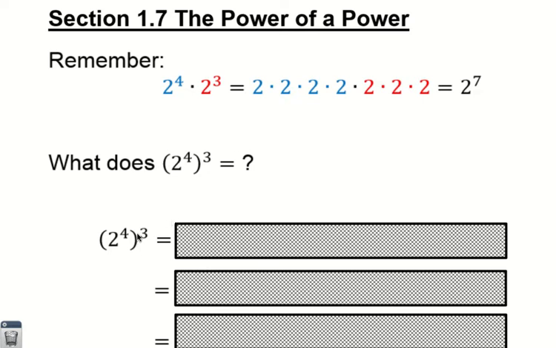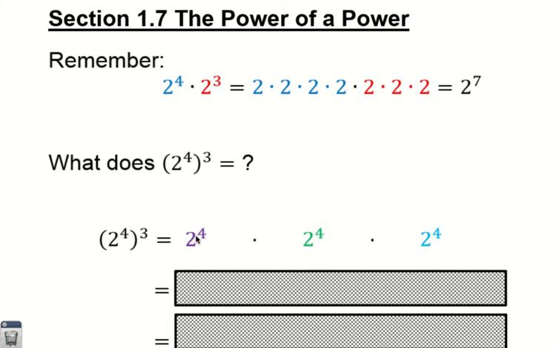So what does it mean? Let me help you out here. What does it mean to raise something to the 3rd power? Something to the 3rd power means that you write it 3 times and you're multiplying them all together. So it'd be 2 to the 4th times 2 to the 4th times 2 to the 4th. That's what raising something to the 3rd power means.